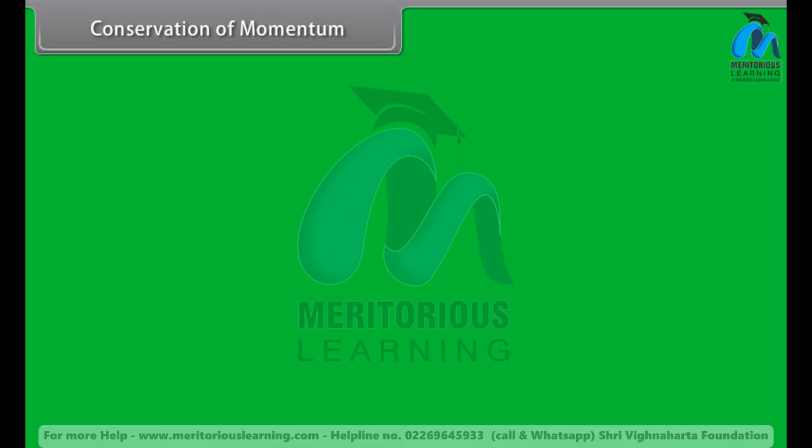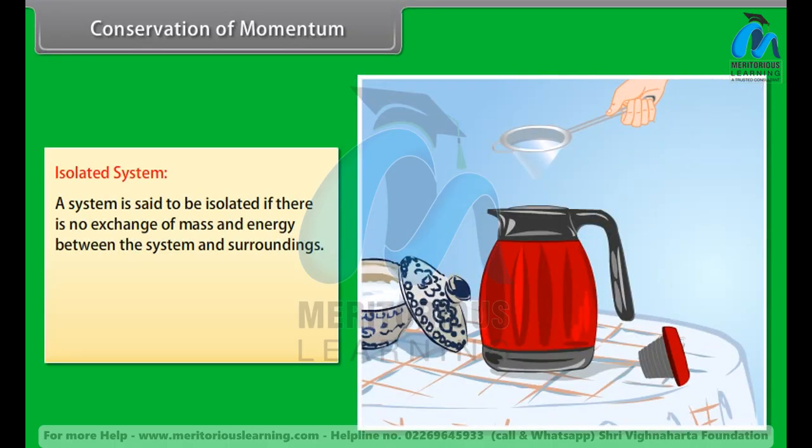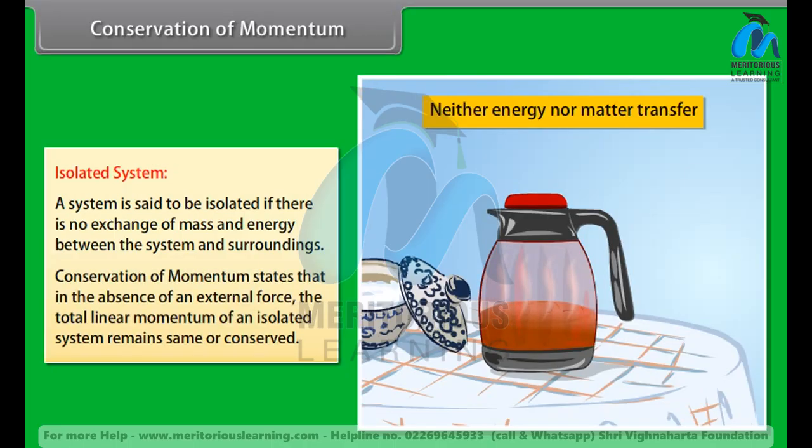Conservation of momentum. Isolated system. A system is said to be isolated if there is no exchange of mass and energy between the system and surroundings. Conservation of momentum states that in the absence of an external force, the total linear momentum of an isolated system remains same or conserved.